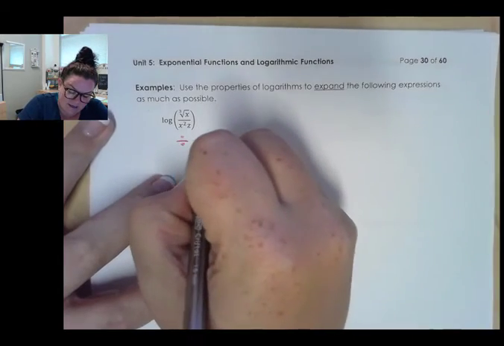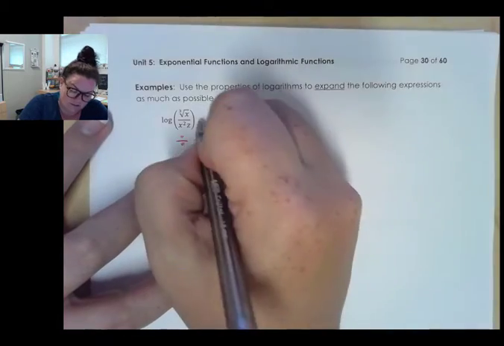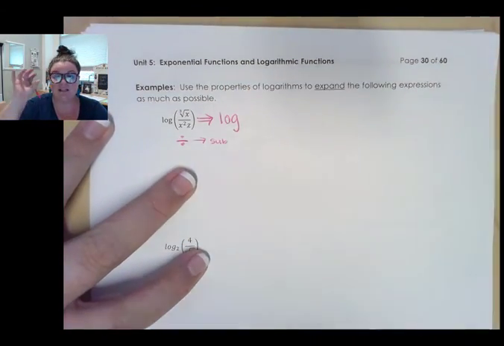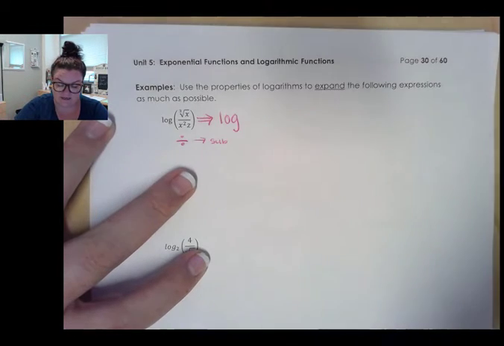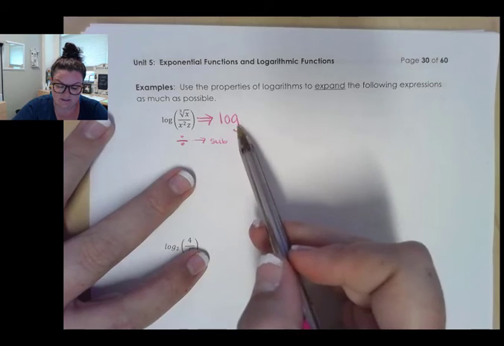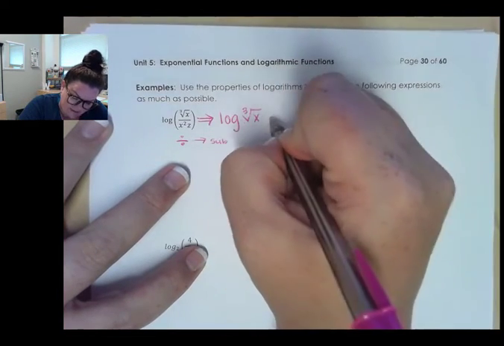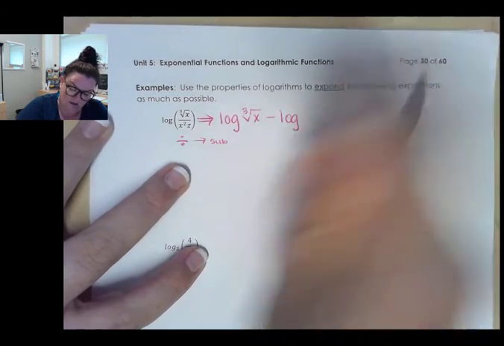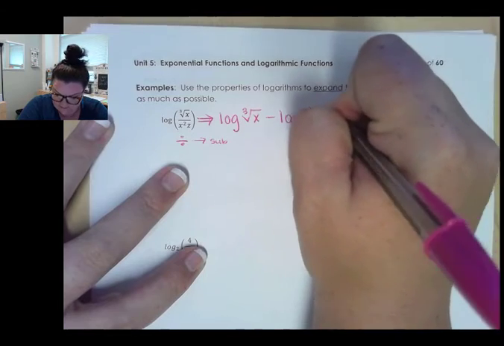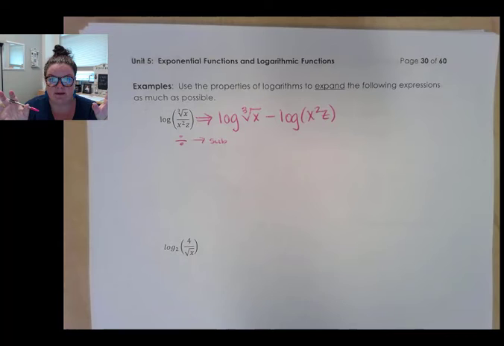So I'm going to go ahead and turn this into a subtraction of log terms, okay? So I'm going to do log of the top factor, right? That's what my quotient rule says, that I can turn this into log of the top piece, which is the cube root of x, minus log of the bottom piece, which is x squared z. Okay, so now I have two terms. That looks a little bit better.